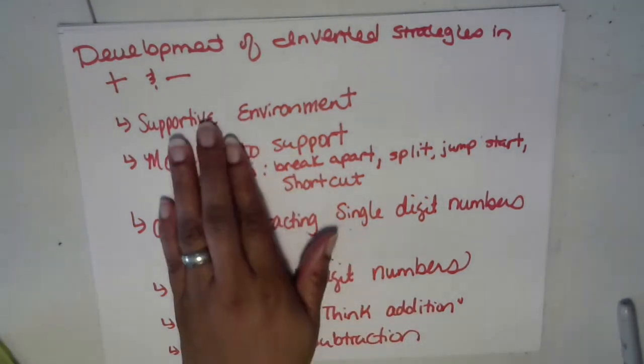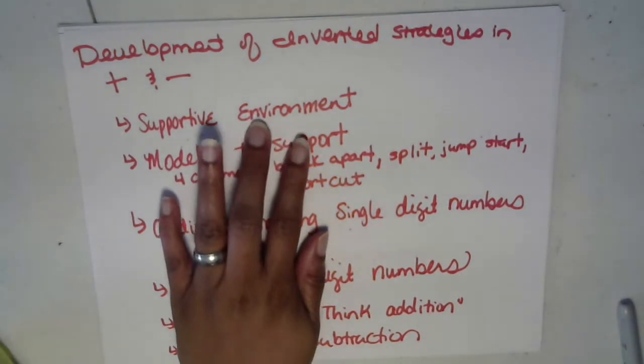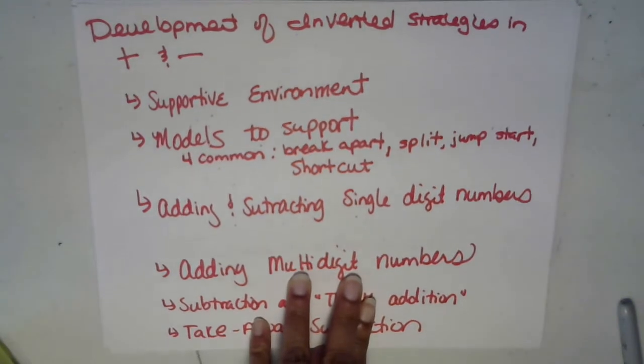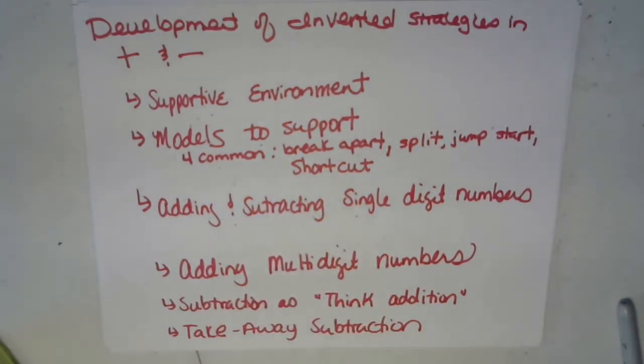But we have to make sure that we provide a supportive environment where we allow the students time and we push them. Give them a little push. We allow them time to use those strategies. We provide programs that support the strategies. We ourselves support the strategies. We understand that there's not just one right way to solve a problem, and we want to make sure that we provide a supportive environment so that they can solve the problems. We want a model to support inventive strategies.